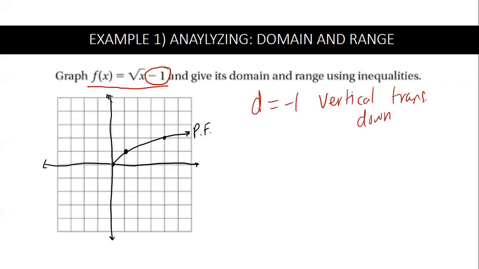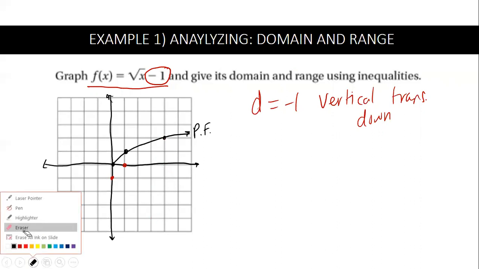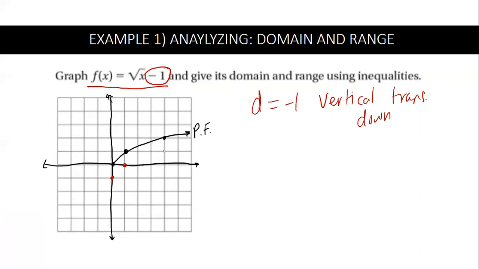So what that tells me is that each one of these points in my parent function is going to be shifted down 1. So now it's here, here, here. So here's my f of x.